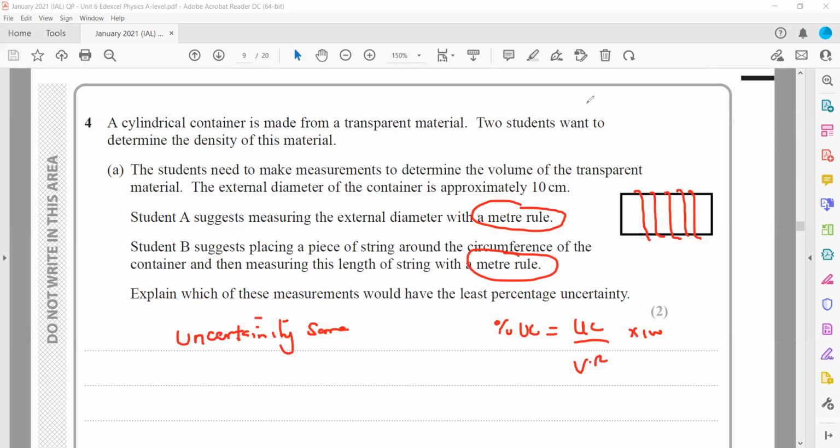So if you directly determine this diameter, you will get a length, and that value will be recorded. So it is uncertainty divided by length recorded, times 100. But here we will have a shorter length because we are only determining one value. With the string, more turns are there, so a greater value is recorded. If a greater value is recorded, the percentage uncertainty will be lower. So student B will have a lower percentage uncertainty than student A.